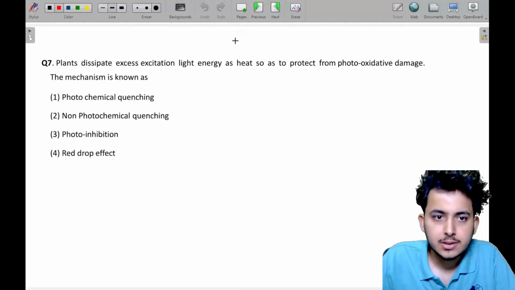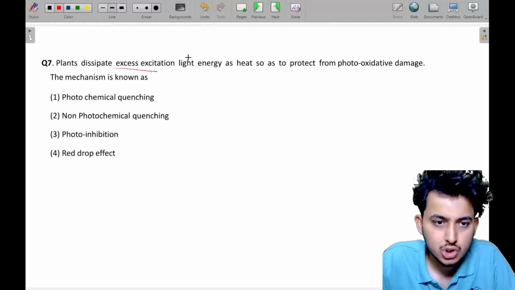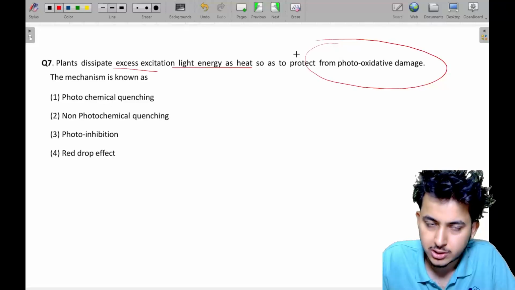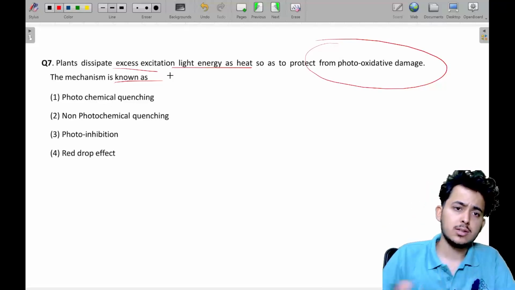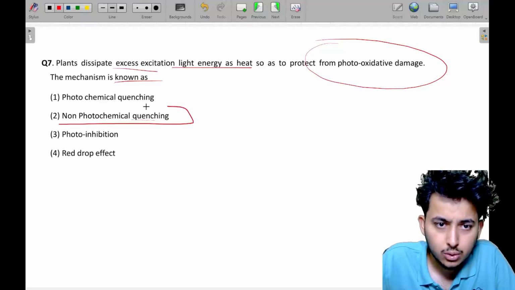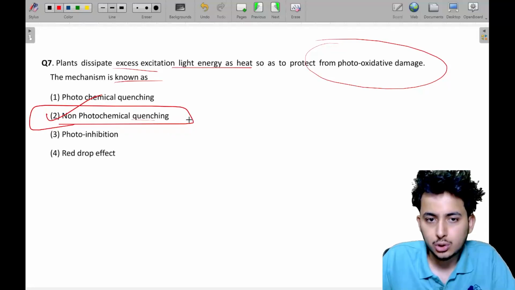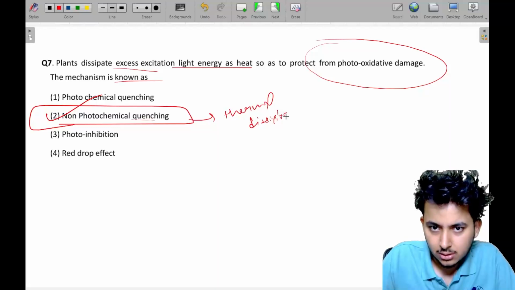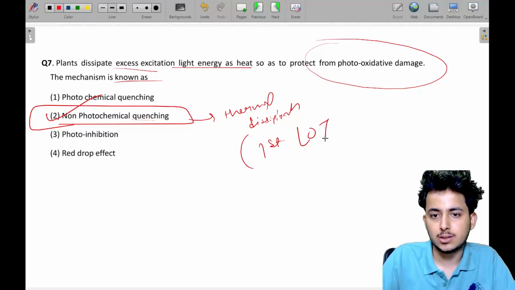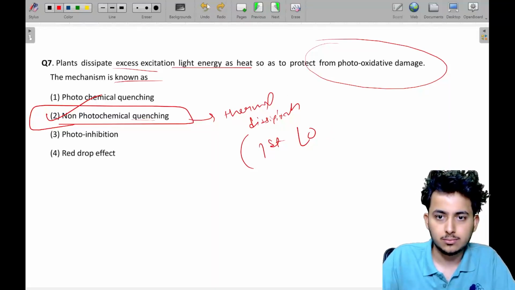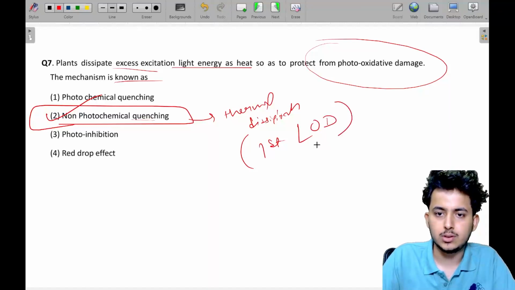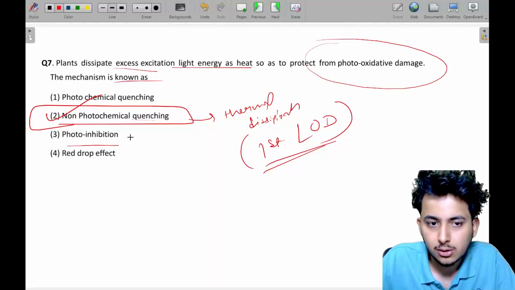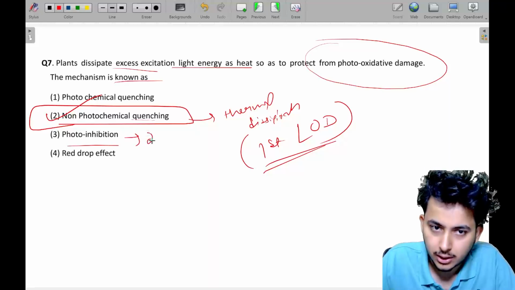Let's solve another question, guys. These questions are from the previous lectures also. Plants dissipate excess light energy as heat so as to protect from photooxidative damage. The mechanism is known as non-photochemical quenching. I told you that there is something called thermal dissipation. That is the first line of defense. That was the non-photochemical quenching. Photoinhibition and all this come in the second line of defense.